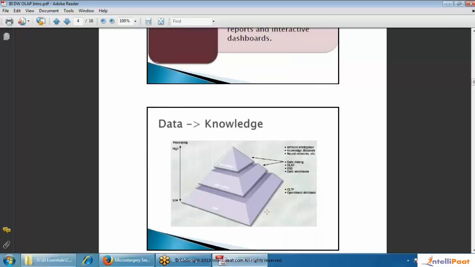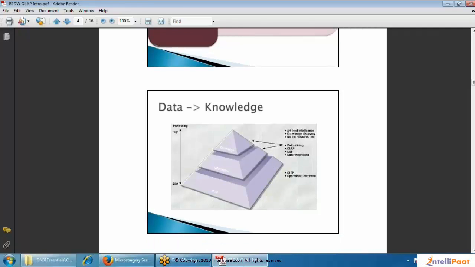This is regarding the typical understanding of data versus information versus knowledge, which you probably know. And then OLAP or BI is in the middle there, and OLTP or the operational systems like ERP, etc., are at the base level.